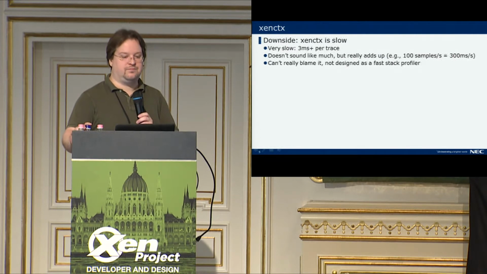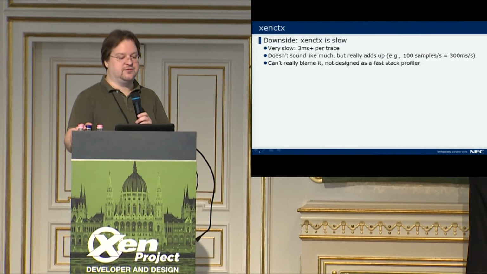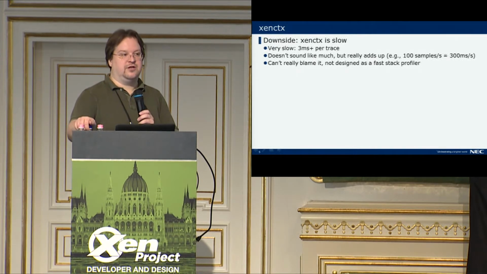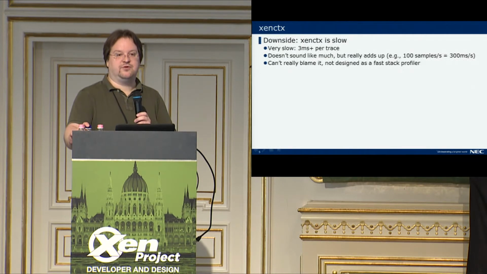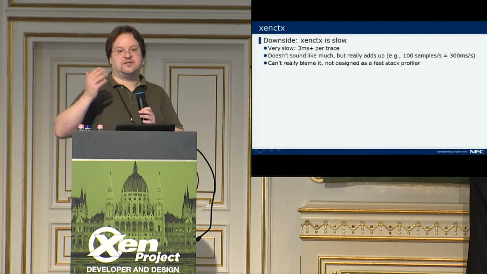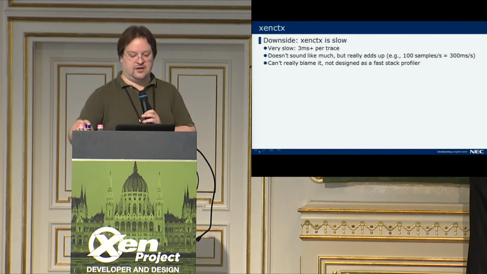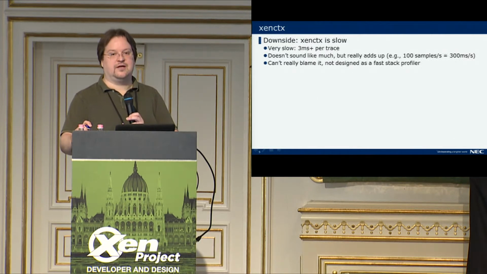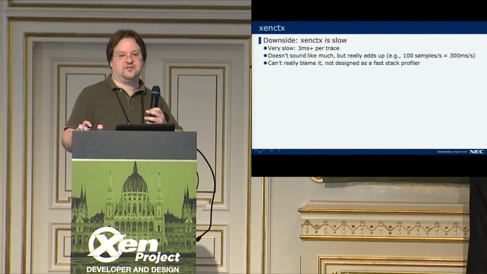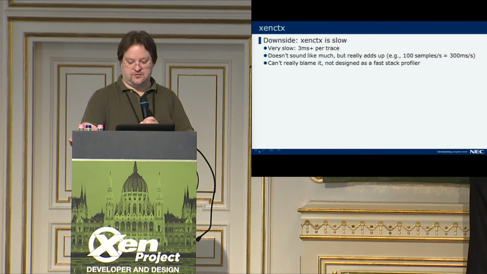Well, probably the biggest problem here is that xen ctx is slow, like really slow to produce stack traces. When you measure it, even on a fast Xeon 3.7 gigahertz machine, you end up with something like 3 milliseconds per stack trace, which doesn't sound so much, but once you start sampling your application a lot, that really adds up, right? So at 100 samples per second, you're looking at 300 milliseconds per second just spent tracing.